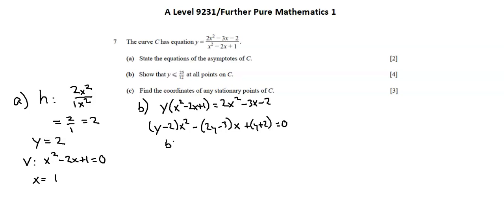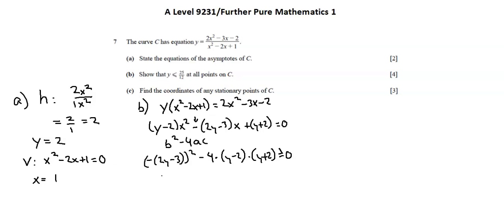I'm going to evaluate b squared minus 4ac. b is negative 2y minus 3. Notice there's a negative out front of the b term. So we'll have negative 2y minus 3 squared minus 4 times a is y minus 2 times c is y plus 2. I'm evaluating for y values greater than or equal to 0.